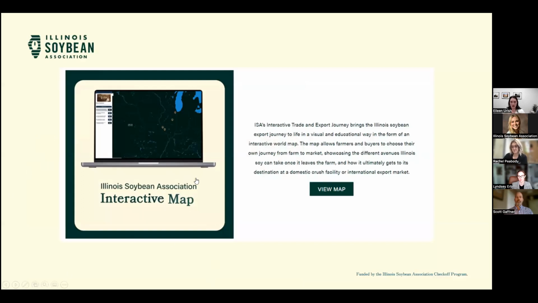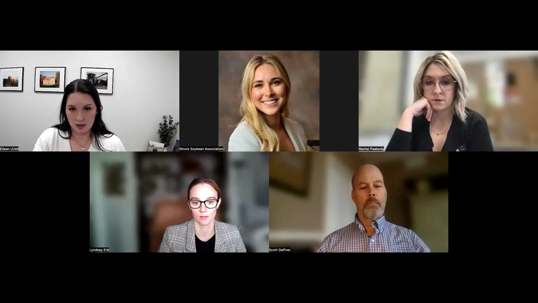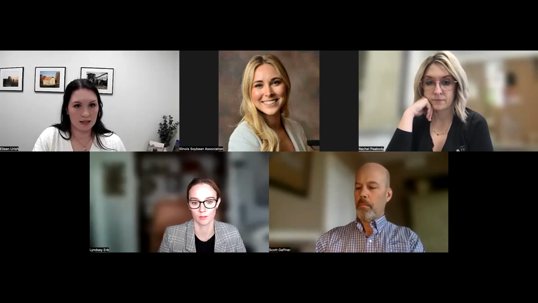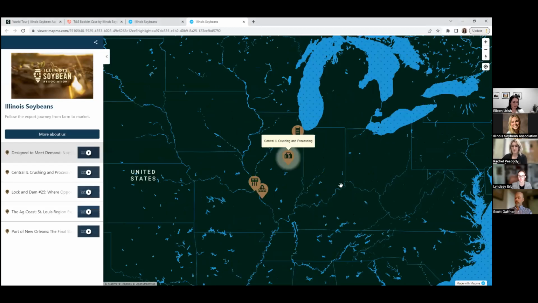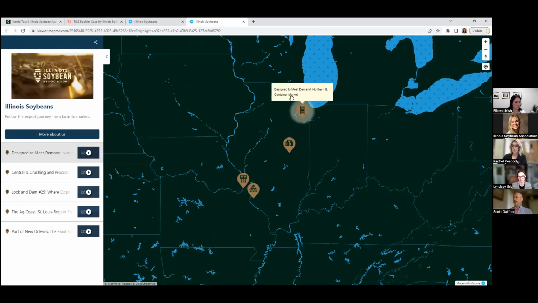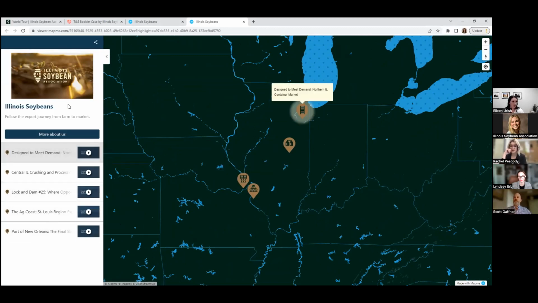Here you can see the outline for our Trade and Exports map, and I will link this to our website, where you will find more information on the Illinois Soybean Association website. And here is the Trade and Exports map. It may look very familiar. It was based off of Google Maps, which many people are familiar with. You will see here directly in the state of Illinois four different pinpoints. These pinpoints are unique to the state of Illinois. As you can see on the left, they are all highlighting different resources that the state of Illinois has.